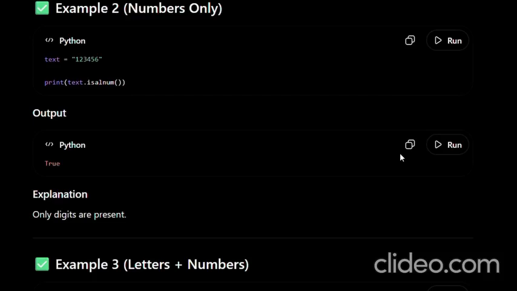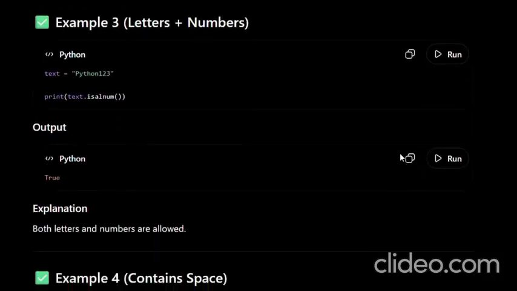The next example is basically of a mixed version. This is example number 3, letters plus numbers. This time it will check whether each character is an alphabet or a number. If all the characters are alphabets or numbers, it will return true, otherwise false.